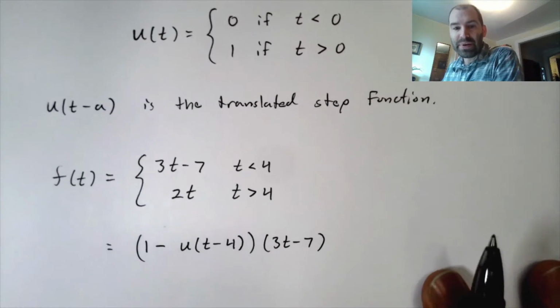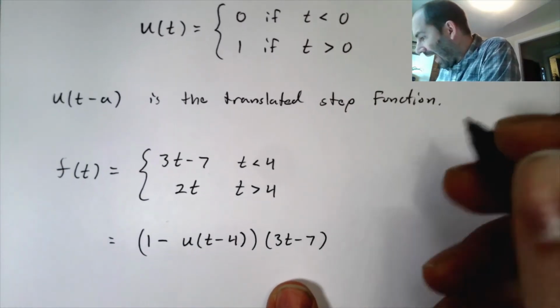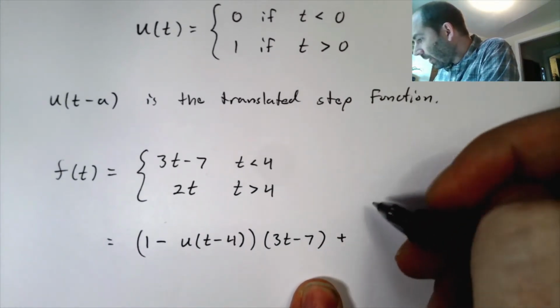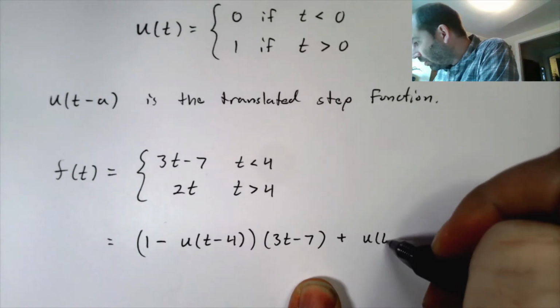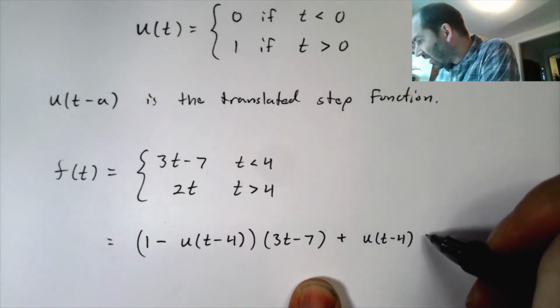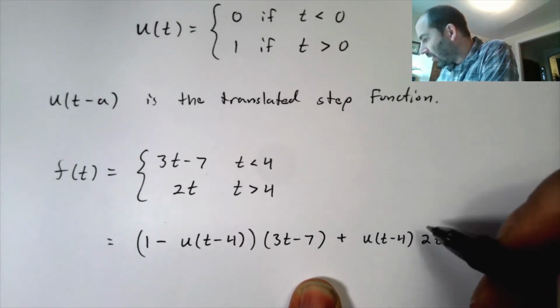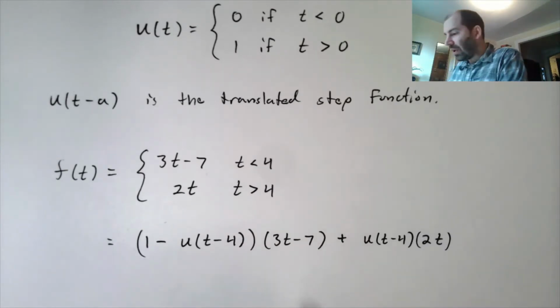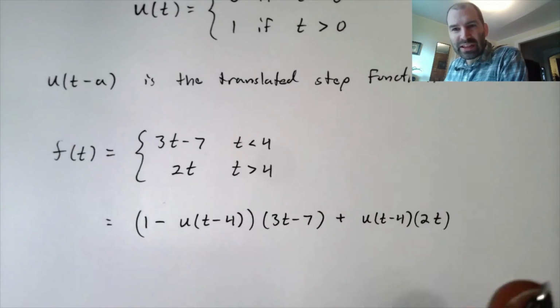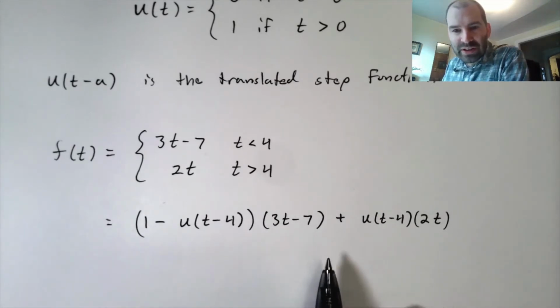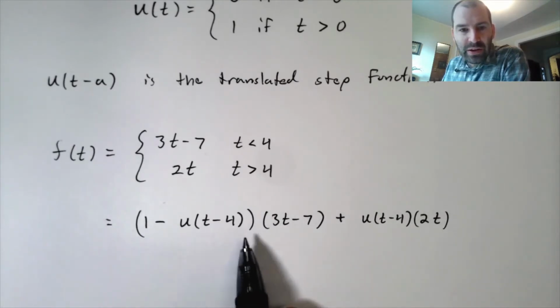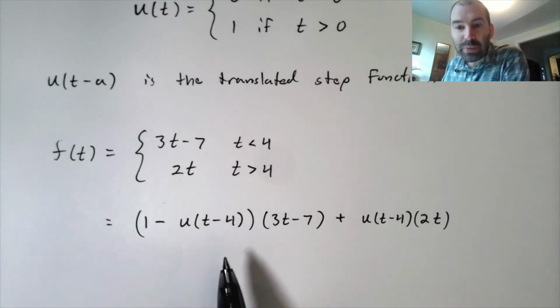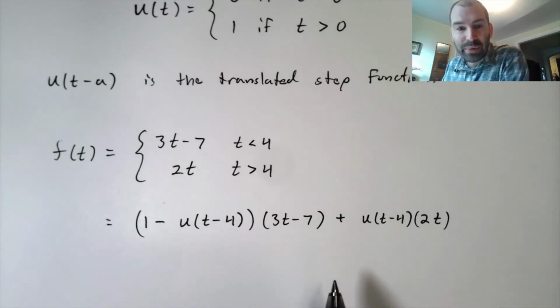So to get that piece, I will just add u(t minus 4), the translated step function, multiplied by the piece that I want. Now we're essentially done here, but we can write this in a little bit neater way. We can collect the u(t minus 4) pieces, the step function pieces, and put them together.